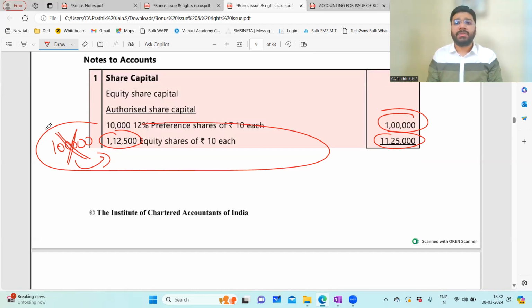Whenever you practice any questions, do not copy paste any value from the textbook. Use your calculator. Please calculate and write it. The hall should be full of calculator noise. Tuck, tuck, tuck, tuck, tuck. That noise should be there. Best music which any CA can crave for.